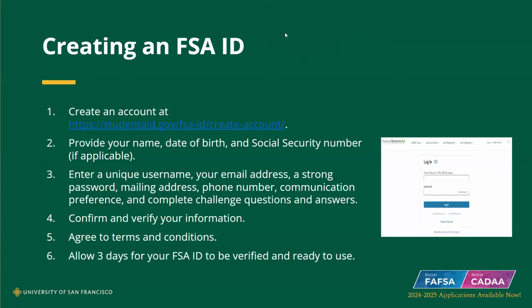So you create your FSA ID at studentaid.gov. You provide your name, date of birth, social security number. You can create a unique username, your email address, a strong password, mailing address, phone number, communication preference, and complete the challenge questions and answers. Those are just in case you forget your login information, then they can ask you some follow-up questions to confirm that it's you. You confirm and verify your information, agree to the terms and conditions, and you allow the FSA ID to be verified.